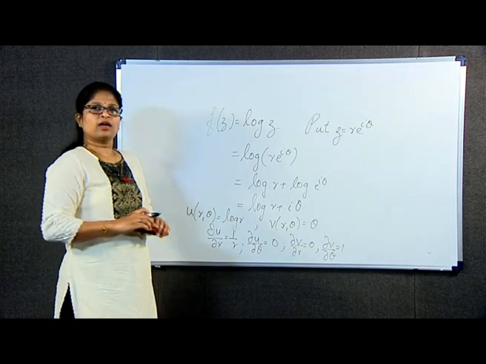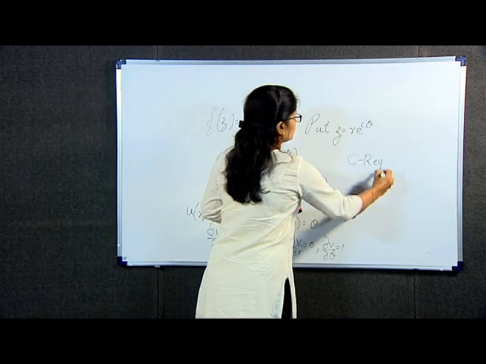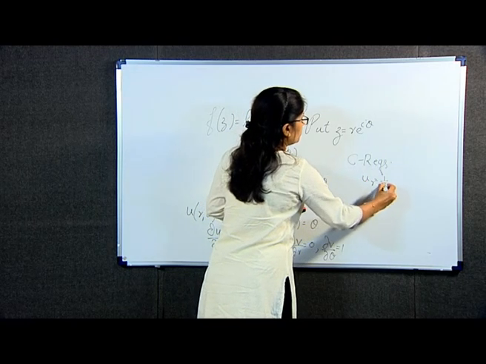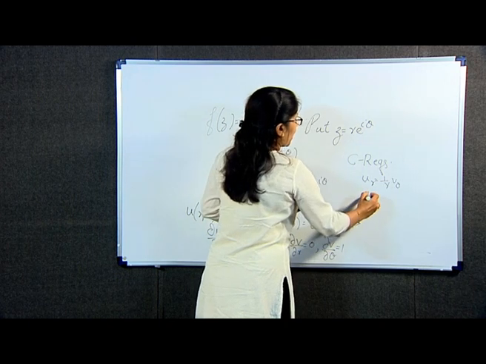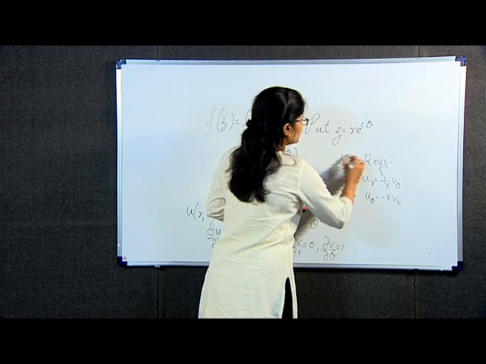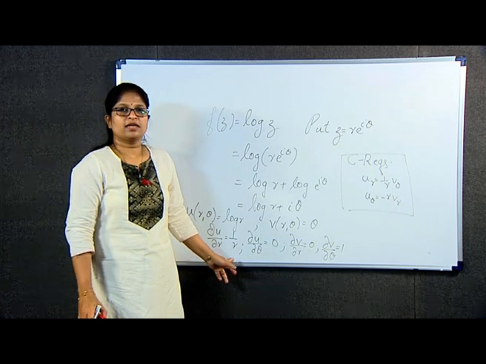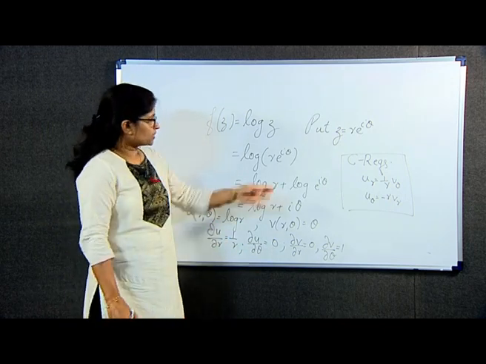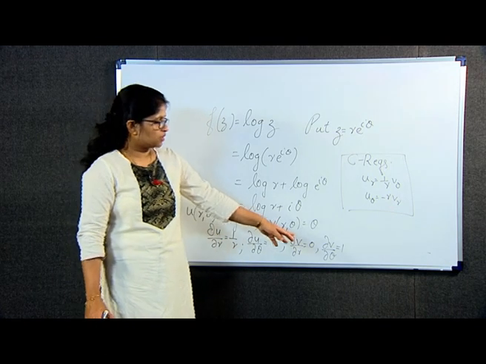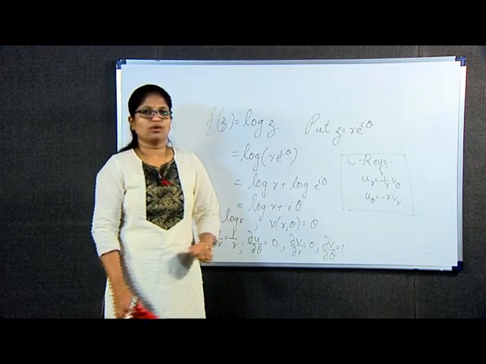So, do you remember the CR equations which I have given you? What are the CR equations? u_r is equal to 1 by r v_theta and u_theta is equal to minus r v_r. So, just check whether these equations are satisfied. Your partial derivatives are here. Yes, it is satisfied. You have dou u by dou r as 1 by r times dou v by dou theta, and since dou u by dou theta and dou v by dou r are 0, the second equation is also satisfied.